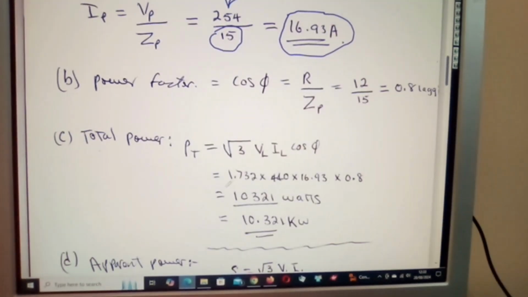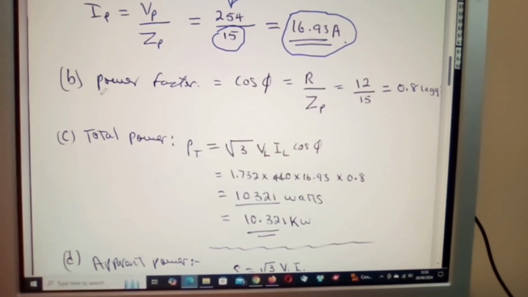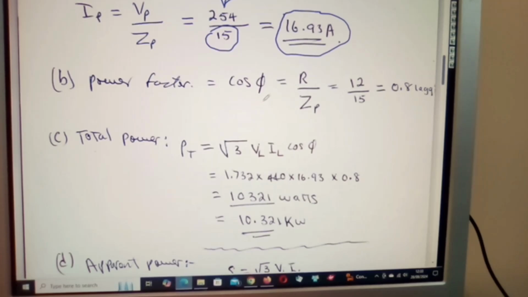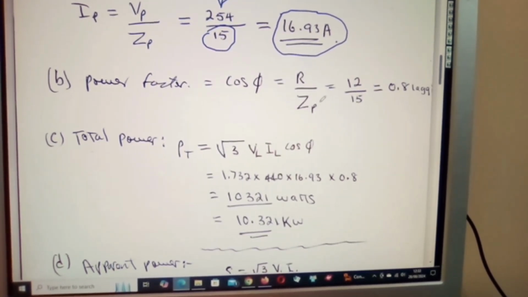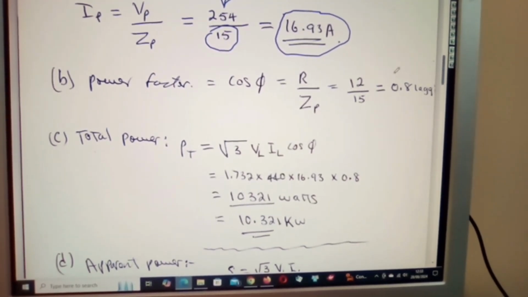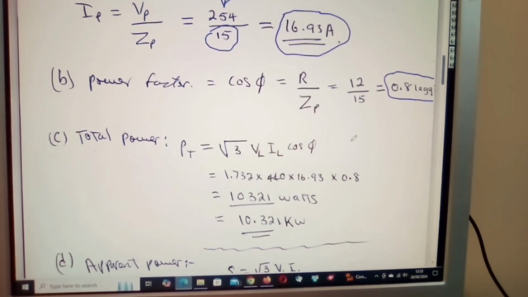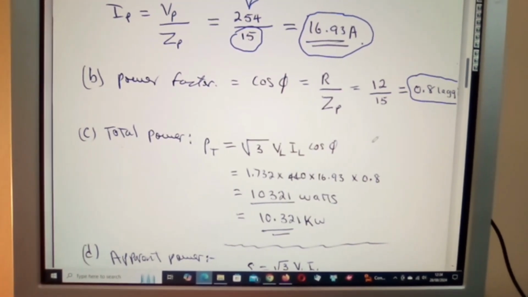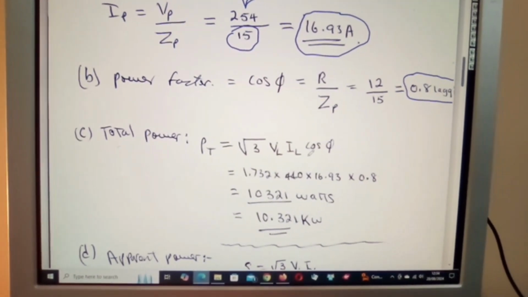Now this is power factor equals cos theta. I call it cos theta, you call it what you like, equals R over ZP equals 12 over 15 equals 0.8 lagging. Now make sure you know whether it is lagging or leading, okay? I'm going to leave that for you to find out yourself, because you need to look at it from your own perspective, okay? To make sure you can determine that for yourself.